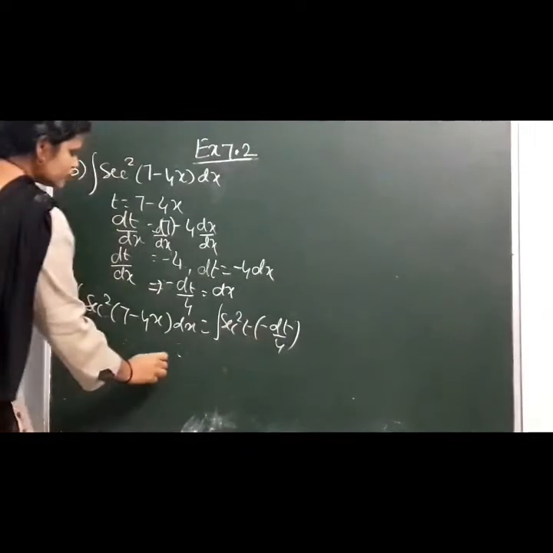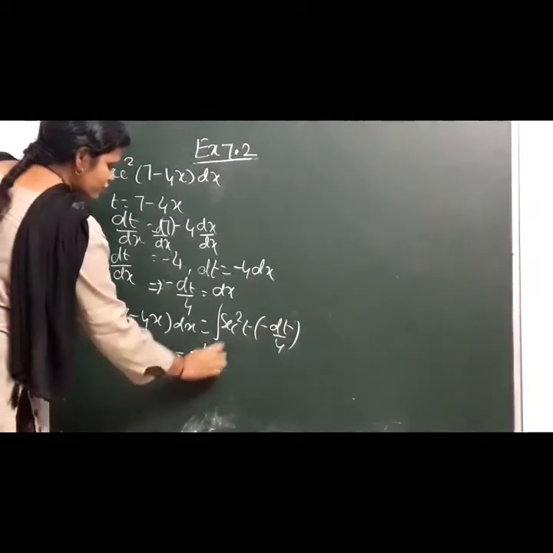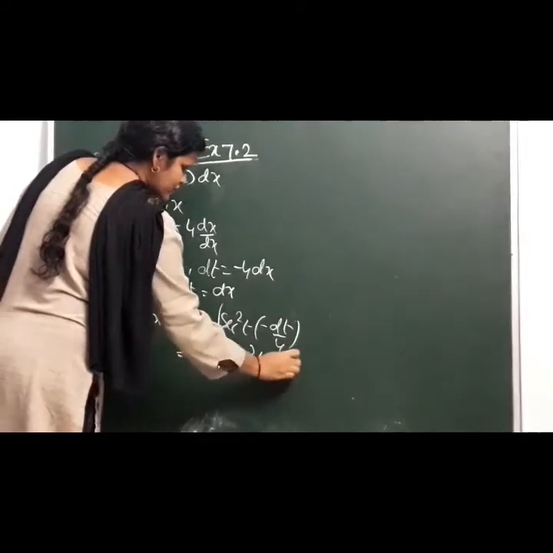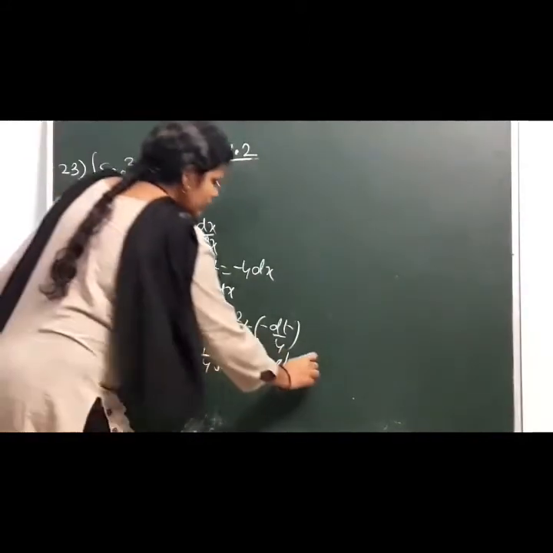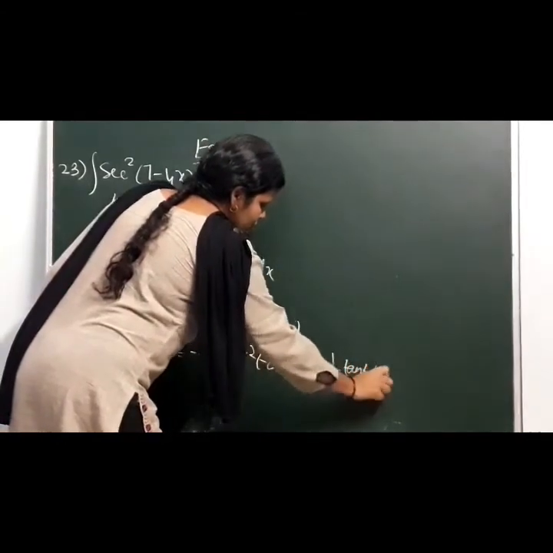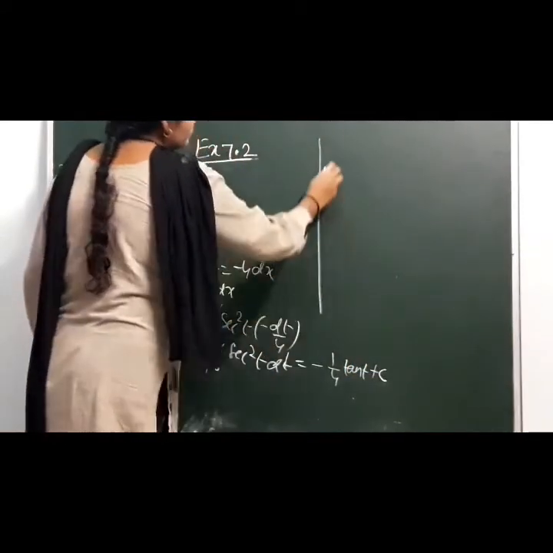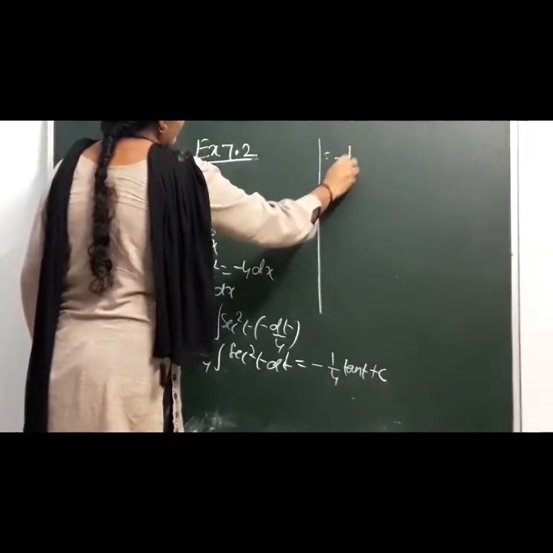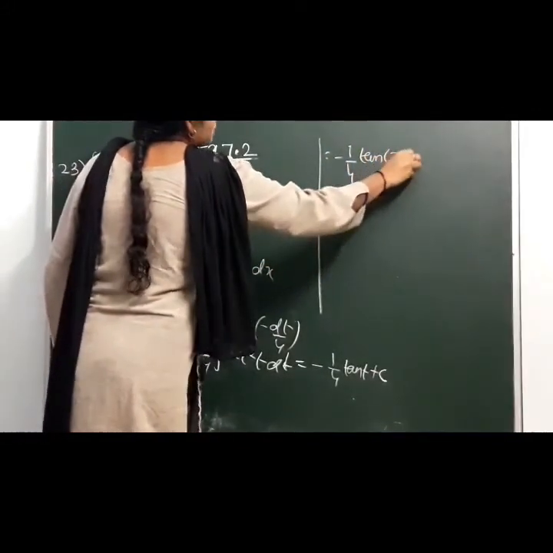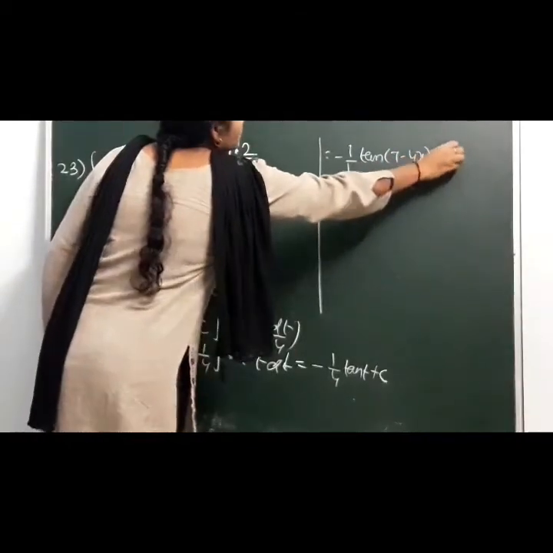So it is equal to minus 1 by 4 secant square t dt. The integral of secant square t is tan t, so it is minus 1 by 4 tan t plus c. So the answer will be minus 1 by 4 tan (7 minus 4x) plus c. This is the answer.